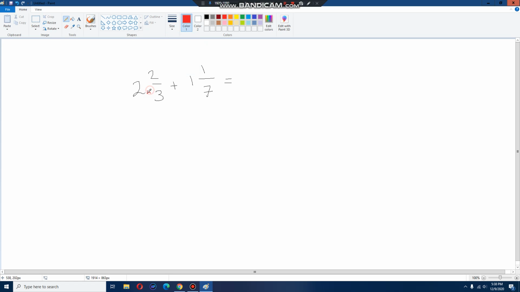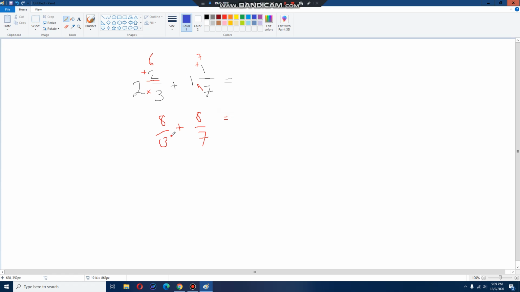So 2 times 3 is 6, and 6 plus 2 is 8. So you're going to get 8 over 3, plus 7 times 1 is 7, and 7 plus 1 is 8, and you get 8 over 7. And there we go, we got two improper fractions which are easy to add now.